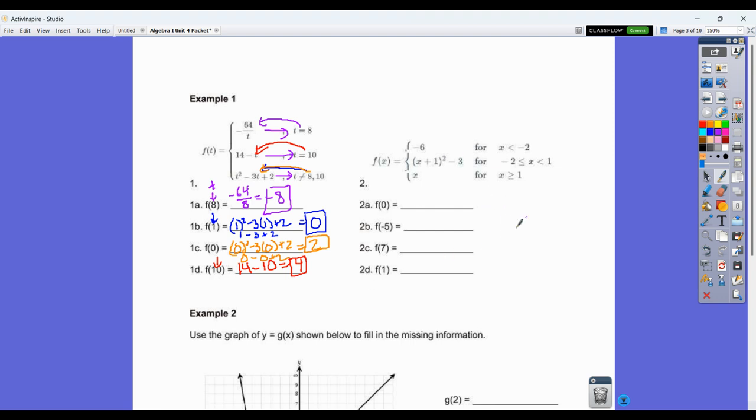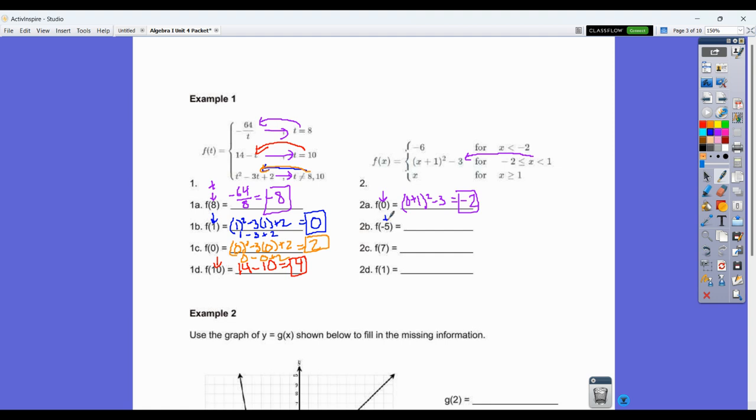Okay, now that you've had a chance to try that, let's go through this. So my 0 is my x value that's here. So I come over here. 0 is not less than negative 2, so we're not going to use that one. 0 is between negative 2 and 1. So we're going to talk about this one right here and plugging in for that function. So I am going to do 0 plus 1 quantity squared minus 3. Do your parentheses first, which is 1. 1 squared is 1, minus 3 is negative 2.